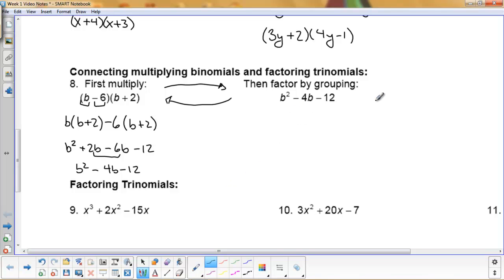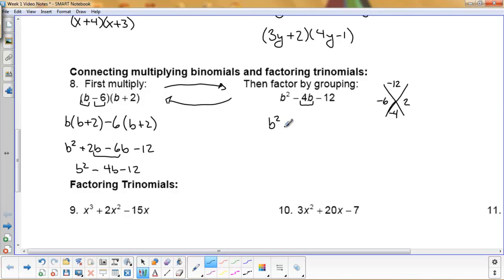Over here, I employ a strategy of this little x here, where I put the last term of the trinomial in the top of the x and the middle term of the trinomial at the bottom of the x. I ask myself, what 2 numbers multiply together to make negative 12 and add up to negative 4? Well, that's going to be negative 6 and positive 2. I'm going to split the middle term into those 2 values.